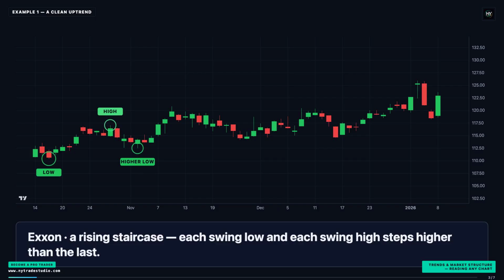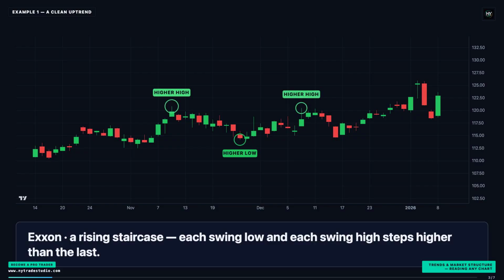Now step 2, read the pattern, starting with the lows. Follow them left to right. The first valley is down here, around 110. The next stops higher, near 112.5. The one after that higher again, around 114. Each dip is bought sooner than the last. Those are higher lows, and they tell you buyers are getting aggressive, refusing to wait for a discount.